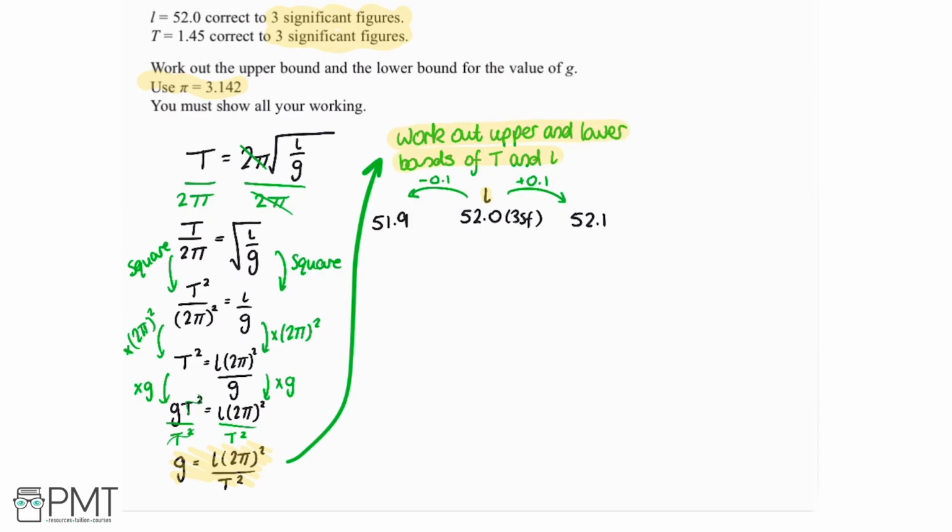What's the upper and lower value we could have had for L, which means it rounds to 52.0 to 3 significant figures? Our lower bound is going to be halfway between here, so 51.95, and the upper bound halfway between here is going to be 52.05. And you can test this out. Pick any number between 52.05 and 51.95 and round it to 3 significant figures, and you should get 52.0. Pick any number less than 51.95 or any number greater than 52.05 and round it to 3 significant figures, and you won't get 52.0. Now we're going to do the exact same for t.